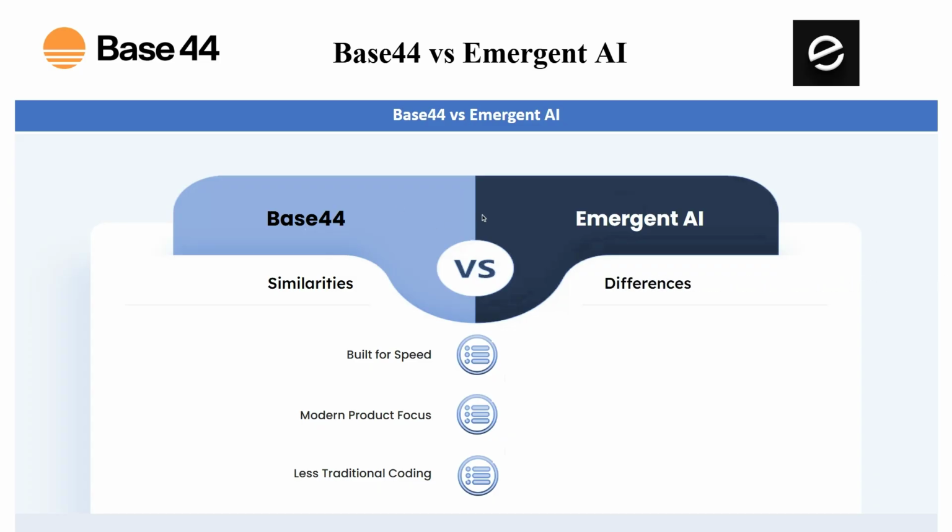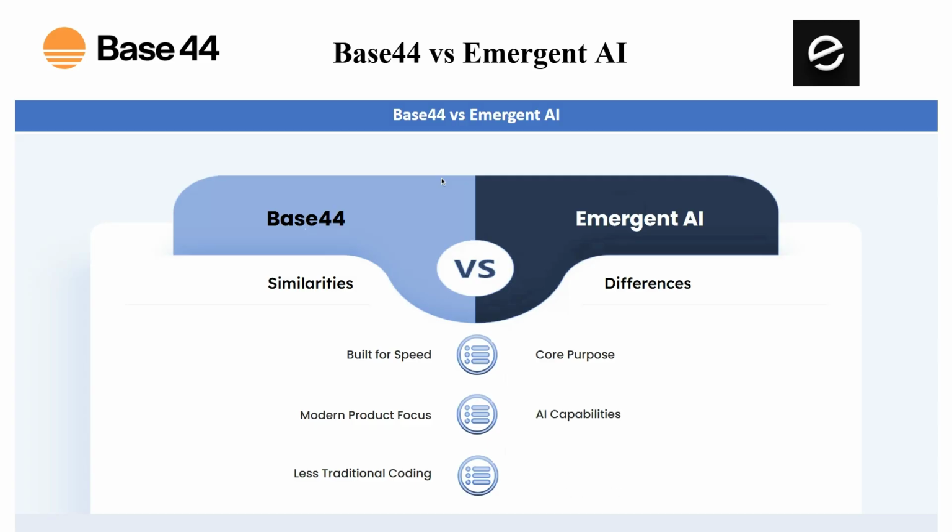Now let's move on to the differences, and the first difference that we have is their core purpose. Base 44 focuses on backend infrastructure, database, APIs, and structured app logic. Emergent AI, on the other hand, focuses on AI native application building, integrating intelligent agents, automations, and AI workflows. If you need structured backend data systems, Base 44 is just better. And if you're building AI driven tools or agents, Emergent AI is more aligned for you.